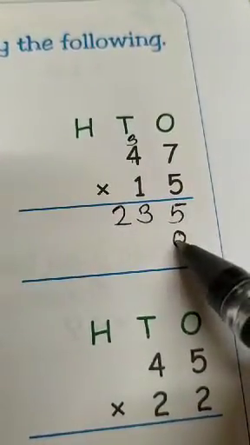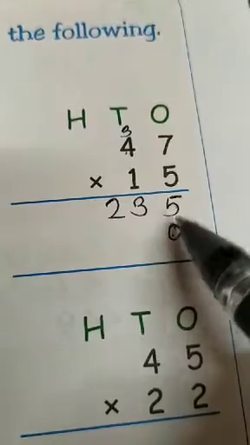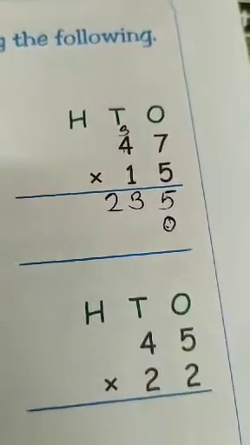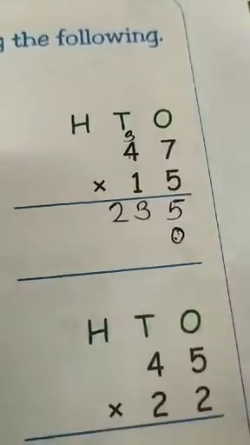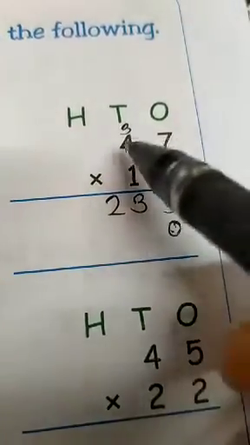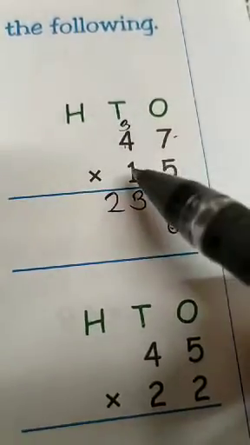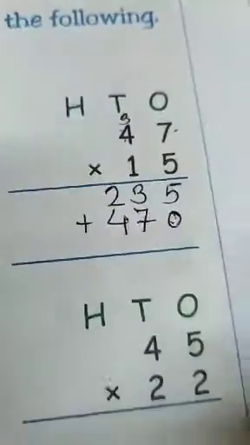Students, if you don't give this 0, then your multiplication will be wrong. So downside of this 5, meaning the ones place, you have to give 0. Now with this 5 you multiply both numbers. Now with 1 you multiply these two numbers. So firstly we start with the ones place. So 1 7 is 7. 1 4 is 4. Now what do we have to do? Addition. So give the plus sign here.